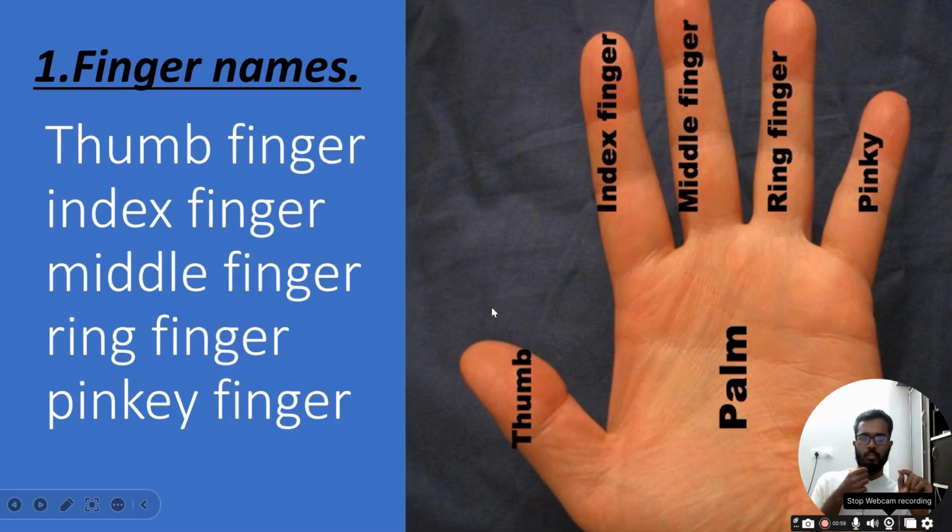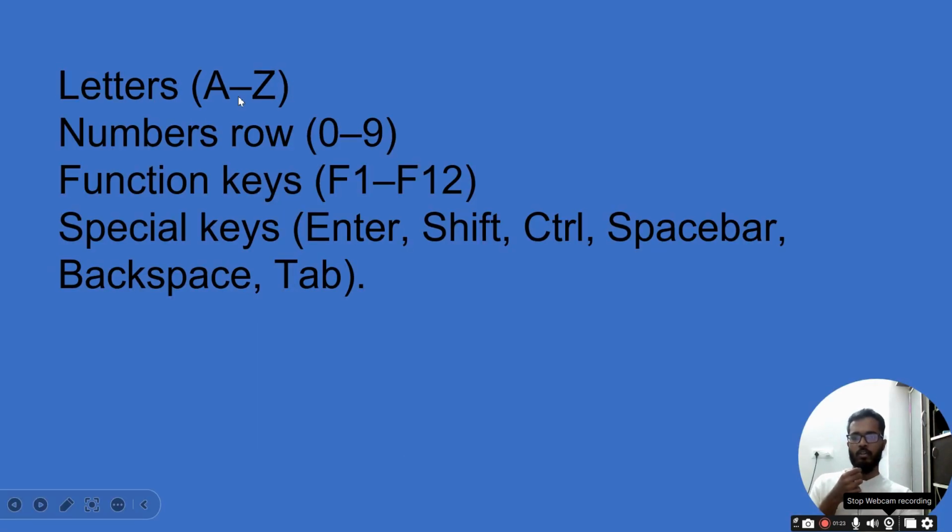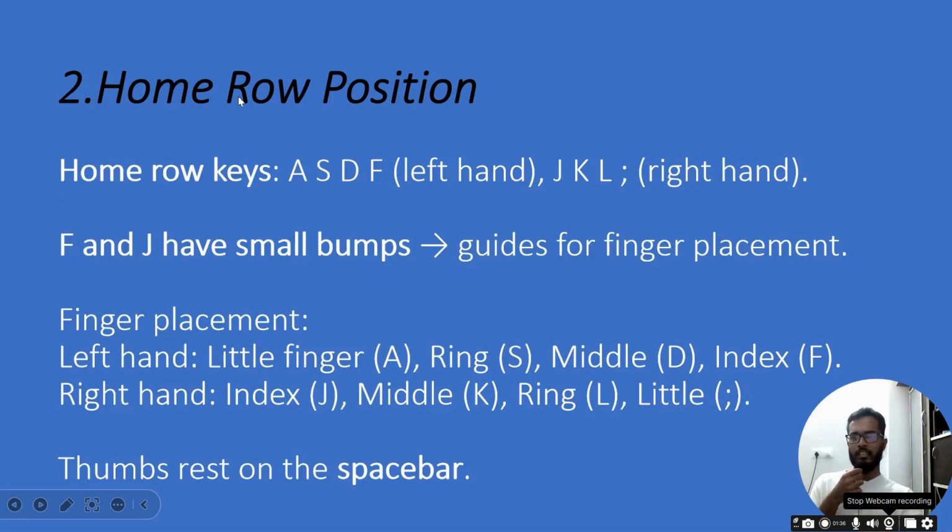First thing is you should be knowing the finger names. You can see here this is called thumb finger, index finger, middle finger, ring finger, and pinky finger. You should be well aware of these finger names. Why? Because only if you know the finger names properly will you know which finger you use for pressing which key. On the keyboard, you'll have different types of letters, numbers, function keys, special keys. We'll be using different fingers for different keys.